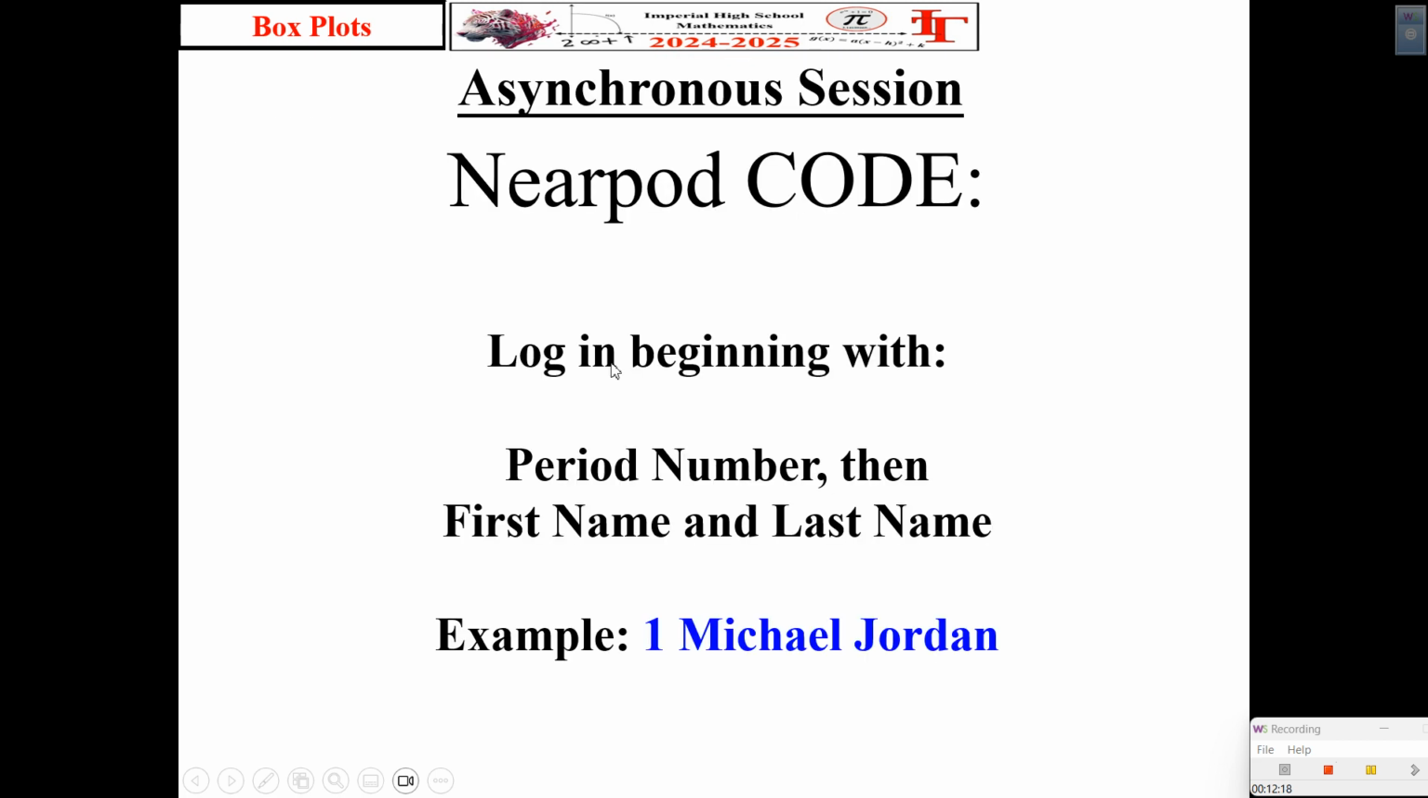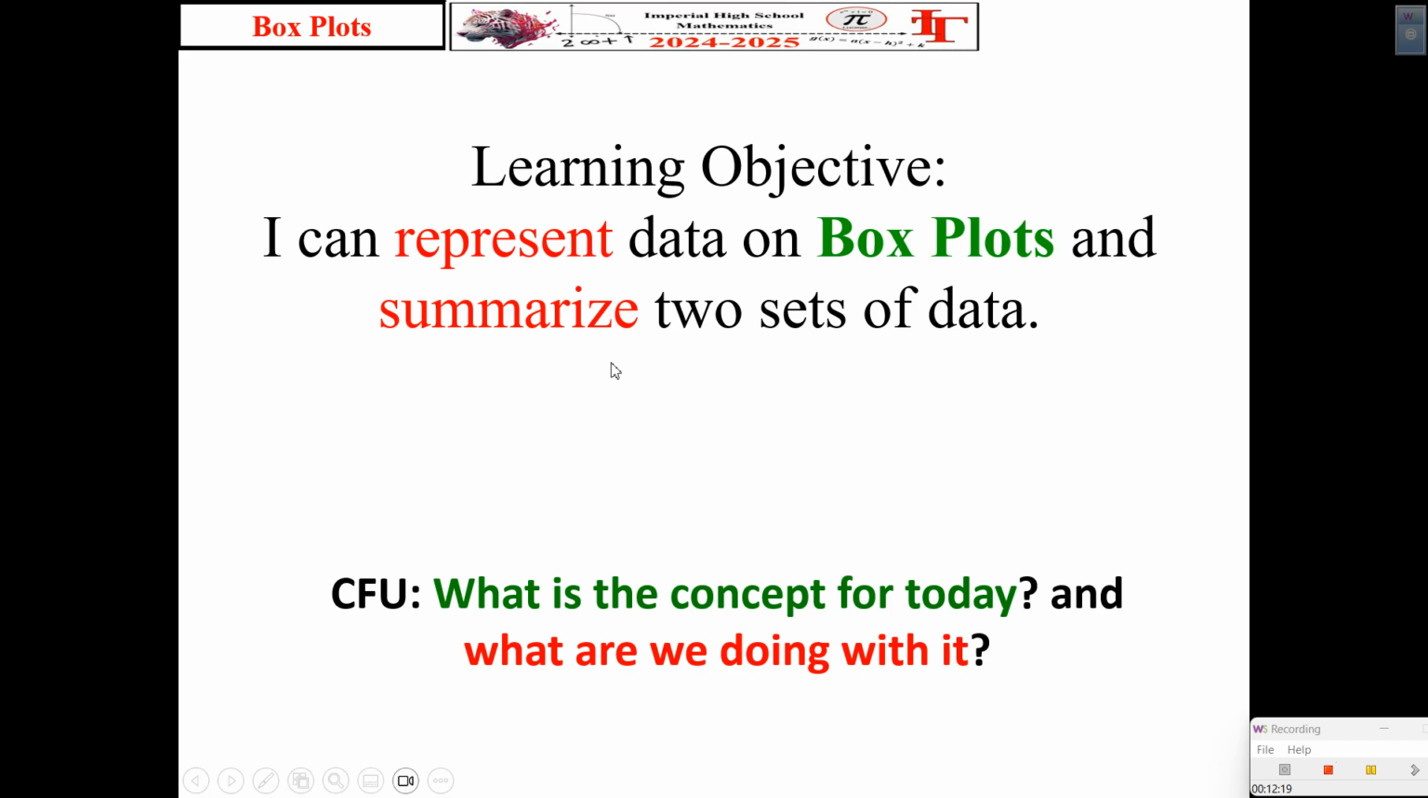All right, so with that said, get your Cornell notes in front of you. I can represent data on box plots and summarize 2 sets of data. Tell your neighbor the main idea for today, the main concept. What's the main concept for today? Yeah, box plots. And we're going to represent data and summarize data using 2 sets of data.